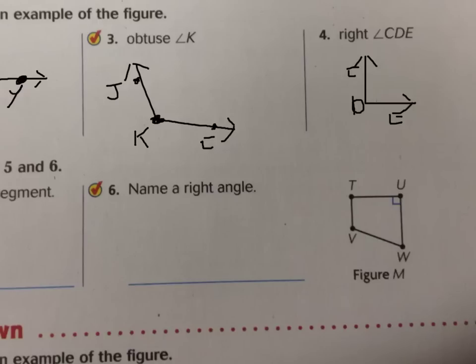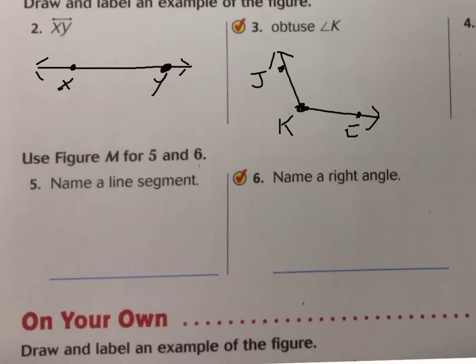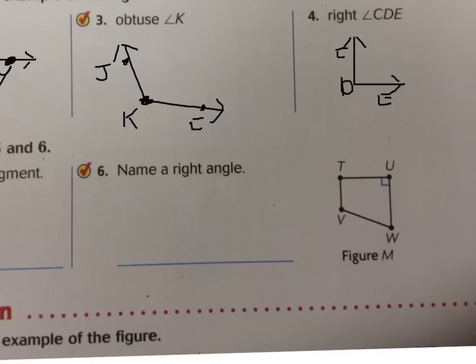Now what we'll do is we will finish up, and 5 and 6 have to do with this picture over here, figure M. And so number 5 says name a line segment, and we know a line segment has 2 points and they do not go on forever. So in this shape there are 4 sides, which means there are also 4 line segments, because in every shape you have, each of those sides is a line segment. So we have line segment TU, we have line segment TV, VW, and WU. Doesn't matter which way you say the order of the letters, as long as you have, say, two that are connected, and you put the symbol up top.